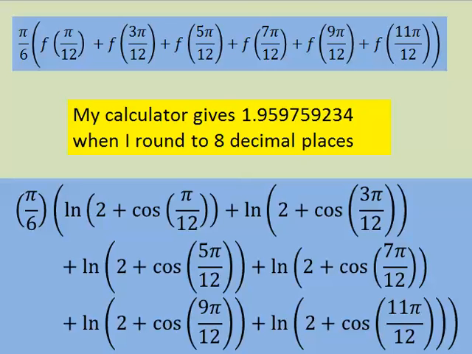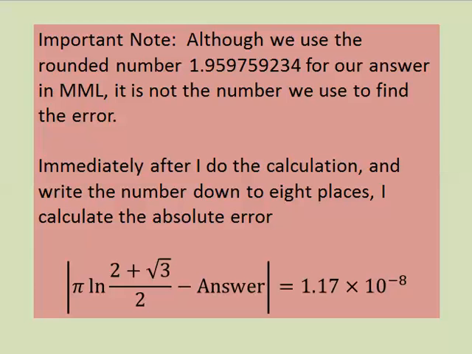When I'm all done with my calculation, I round it to 8 places in order to answer my math lab, because my math lab said round it to 8 places as needed. However, don't use that rounded number to find the absolute error. To find the absolute error, use the answer that is stored in your calculator. If you know how to use a store key, that's the best way to go.